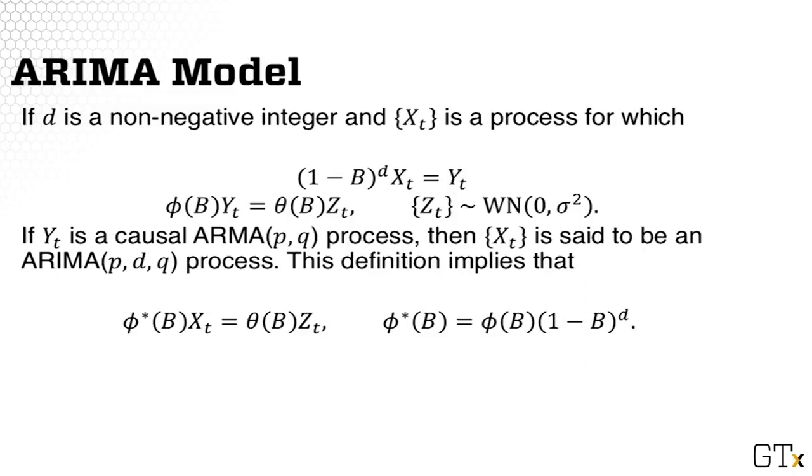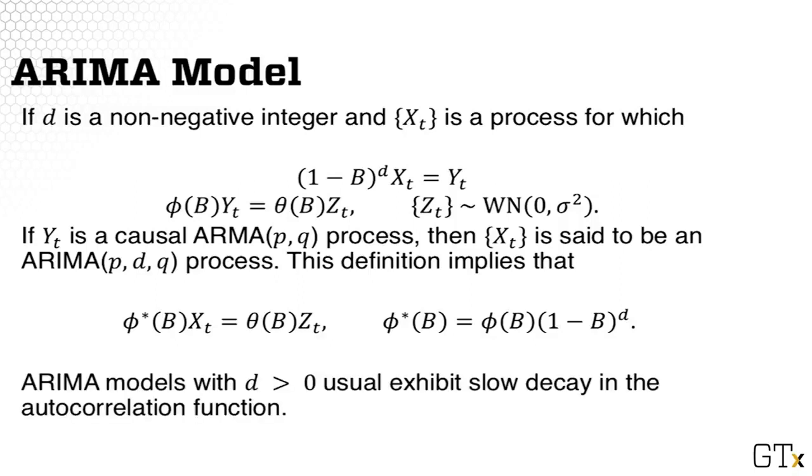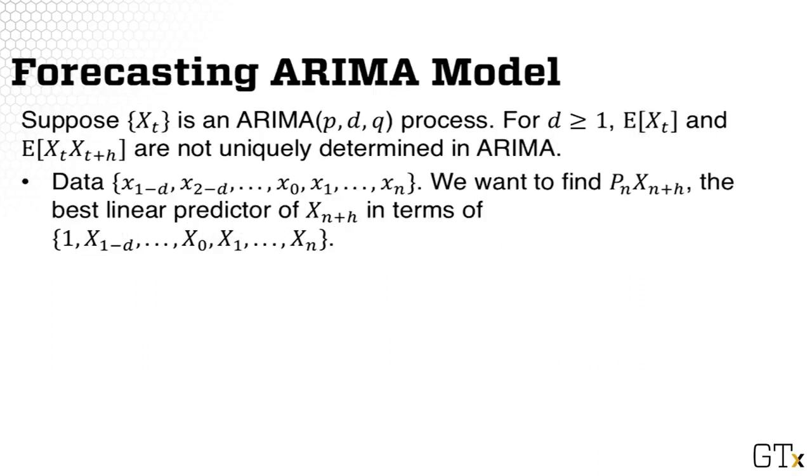Thus, the ARIMA model can be written using a similar structure as the ARMA process, except that the phi star(B) polynomial of ARIMA has d zeros on the unit circle. One way to identify whether a process is non-stationary or ARIMA is that an ARIMA model usually exhibits slow decay in the autocorrelation function. In order to obtain the best unbiased linear prediction for an ARMA process, we assume that the ARMA process is a causal process. For an ARIMA process, this assumption does not hold, and thus we cannot apply the prediction methodology for ARMA.